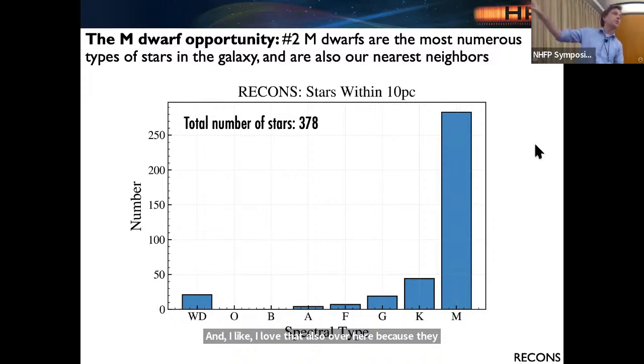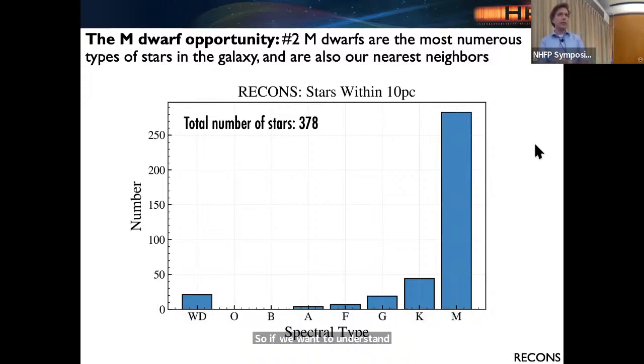Here I'm showing the census of stars in the stellar neighborhood within 10 parsecs from the RECONS team, showing that M-dwarfs completely dominate the stellar neighborhood. So if we want to understand planets around the most nearby stars, which are going to be the most amenable for detailed characterization, that means that we need to understand planets around low-mass stars.